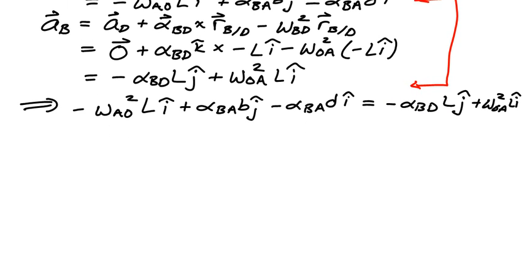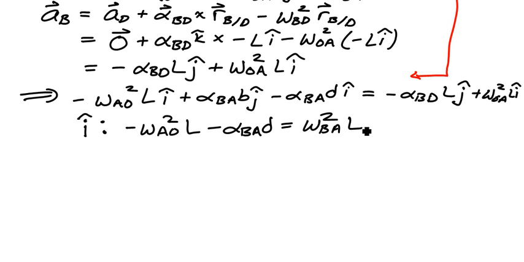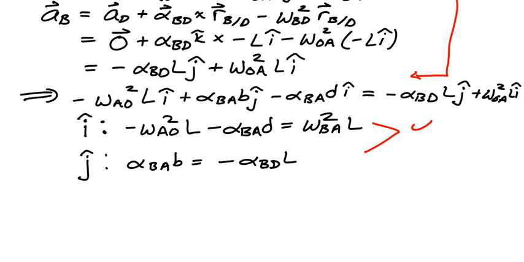Again, a vector equation in two-dimensional space is, of course, two scalar equations, so if I pull out the I component of this, I'll have minus omega AO squared times L, minus alpha BA times D has to equal omega OA quantity squared times L. And if I pull out the J components, I'll have alpha BA times b is equal to minus alpha BD times L. From here you can quickly realize we have two equations and two unknowns, with those unknowns being what we're asked for in the problem, namely the angular acceleration of link BA, which will be the scalar quantity you solved for, appending the K, and the angular acceleration of link BD, which if you go ahead and substitute will be recovered by appending the K.